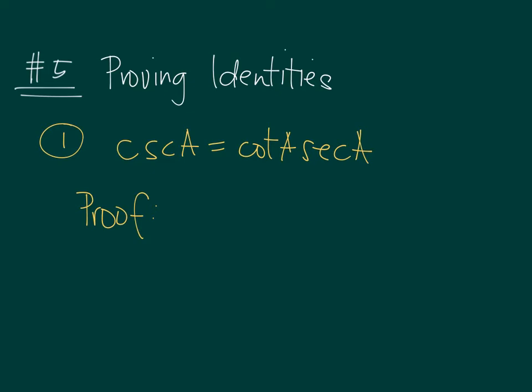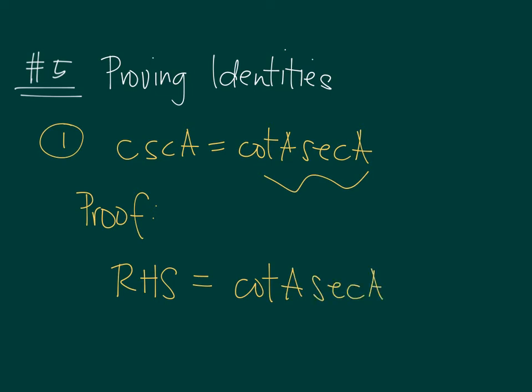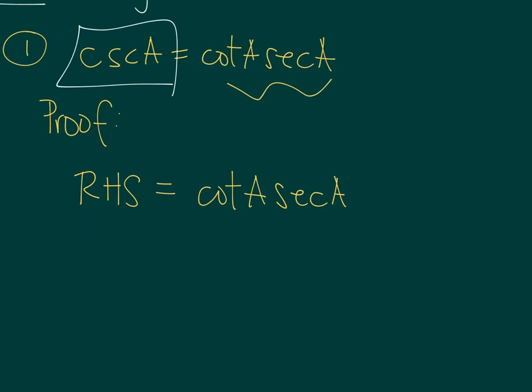Okay, so we select the more complicated side. Right side. Some people will write RHS, right hand side, meaning you're copying the right hand side. Your goal is to change this until it becomes cosecant A. That's the goal, because that's equal to the other. It should be equal to this when you simplify it.